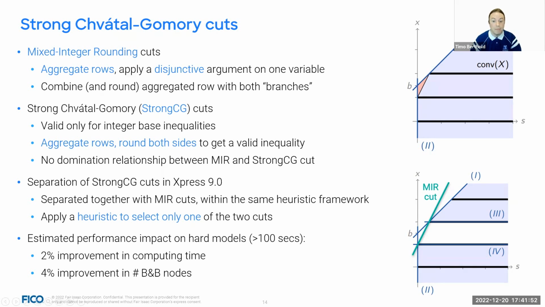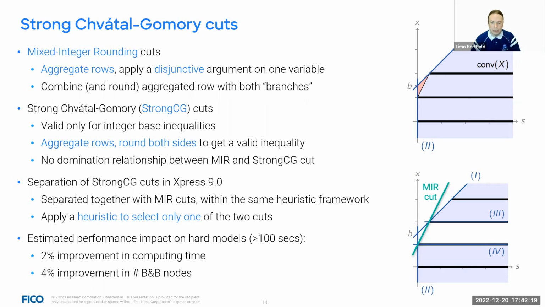While MIR cuts, as the name suggests, work for mixed integer inequalities, but also for pure integer problems, Chvátal-Gomory cuts, on the other hand, only work for pure integer inequalities. And again, they are created by aggregating different rows, such that there is a fractional right-hand side, and then applying 2 rounds of rounding arguments directly on this row.